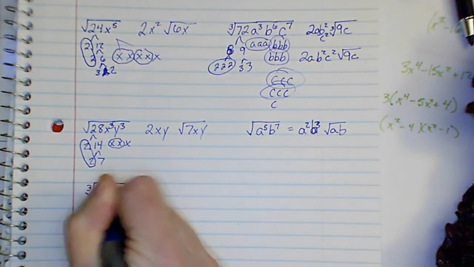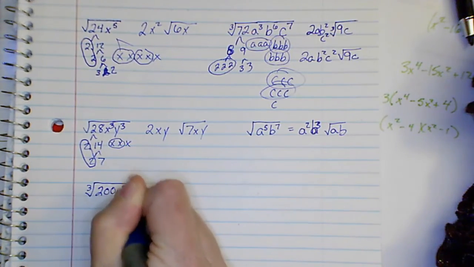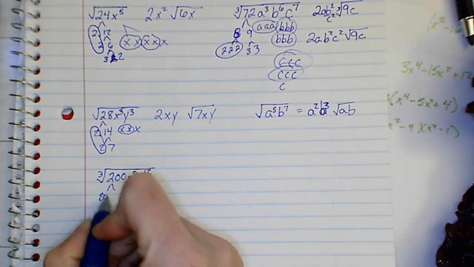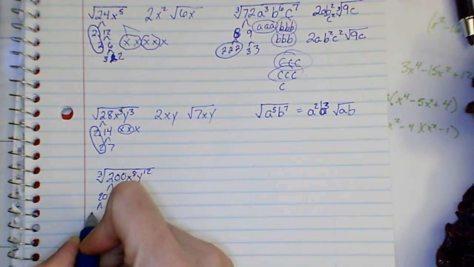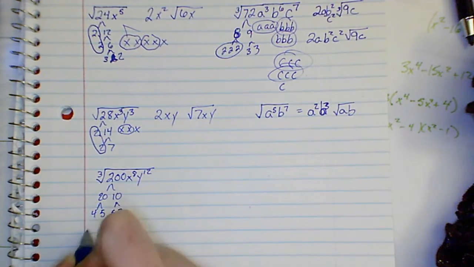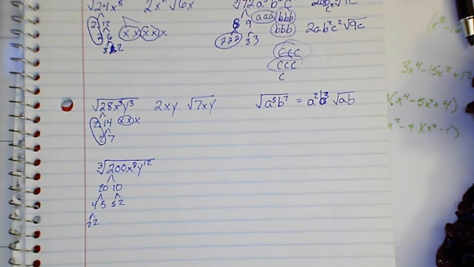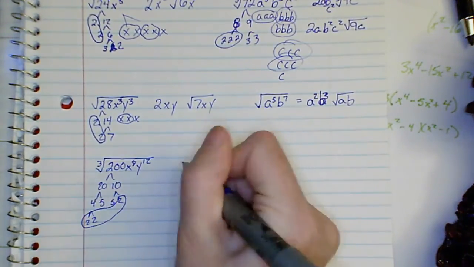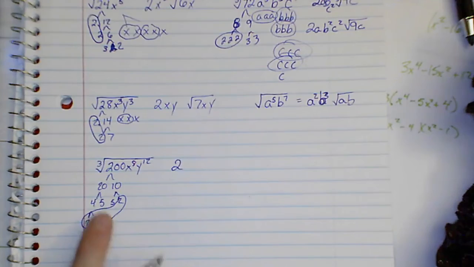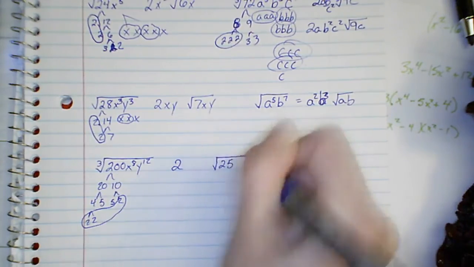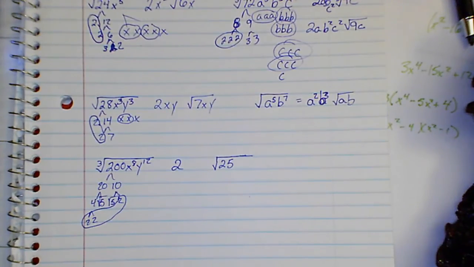Cubed root 200, x to the 8th, y to the 12th. You may pause the video to work on this one. The answer, we'll have 20 times 10, 4 and 5, 5 and 2, 2 and 2. Okay, and then we have 3, so it takes 3 to break 1 out of jail. So we have a 2 broken out, and then we have a pair of 5s, but they can't break out, so 5 times 5 is 25. They're still in jail.